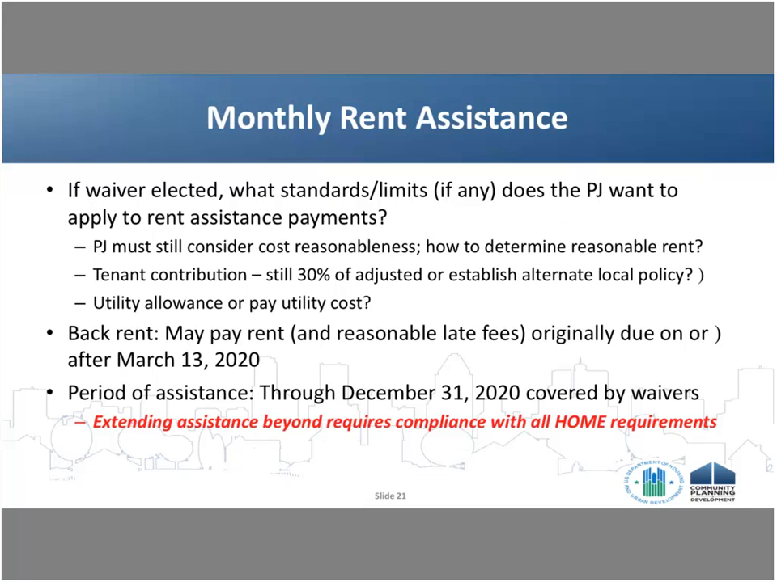And again, it bears repeating that all of this only applies through December 31st. As of January 1st, all of the standard rules snap back into place, and if we plan to continue assistance to a given household at that point, we're essentially going to have to reset everything and start fresh with what, quote unquote, normal TBRA for that household under all of the standard rules.